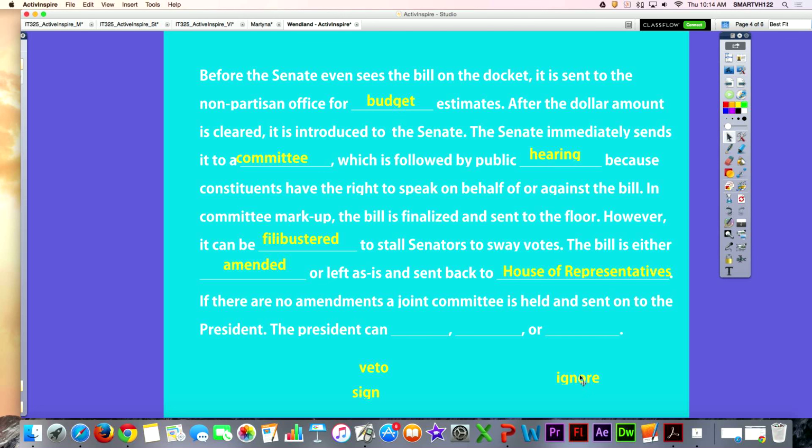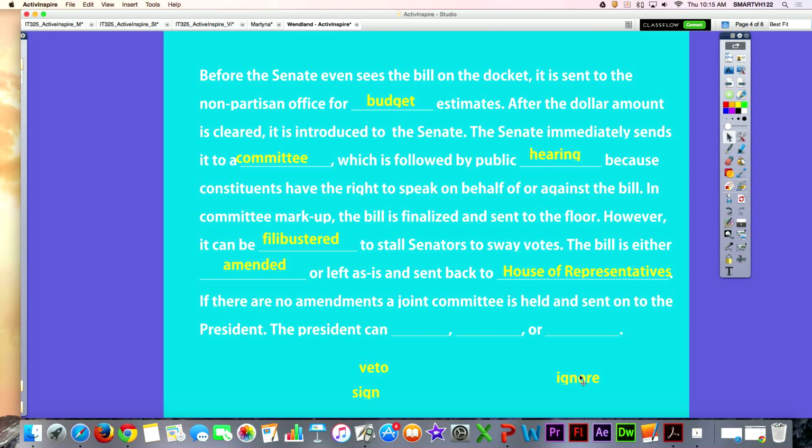Okay. So when the House gets it back and says, okay, that makes sense, let's vote. So they vote, and it gets sent back to the Senate. So if there are no other amendments, then a joint committee between the Senate and the House comes together in front of the public, and they say, okay, this is what we've got. Everybody agrees. It is sent to the President, who is the final step in the process.